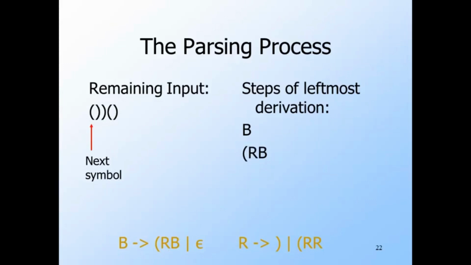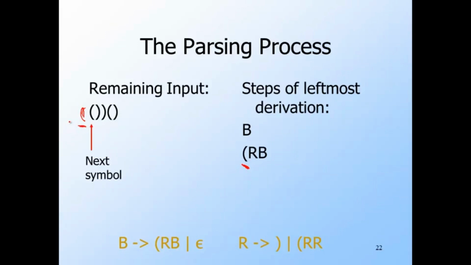Here we've made the expansion. The first left paren is removed from the input since it has been matched. That is, it appears to the left of the leftmost variable in the current left sentential form. In essence, this left paren is what used to be on the input there. Okay.